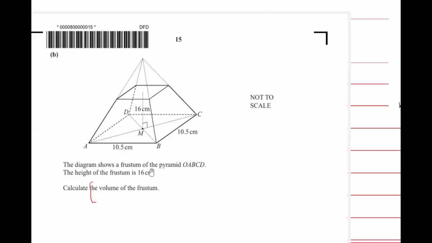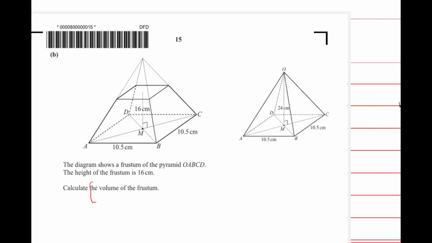Question 21 part B. The diagram shows a frustum of pyramid OABCD. The height of frustum is 16 centimeter. Calculate the volume of frustum. Look here, this is the pyramid OABCD, and this frustum is made by this pyramid. If we cut the upper part of this pyramid, the height of the upper part of the pyramid is 8 centimeter. The volume of frustum will be equal to volume of pyramid OABCD minus volume of upper pyramid.